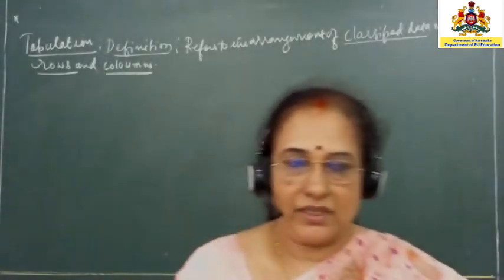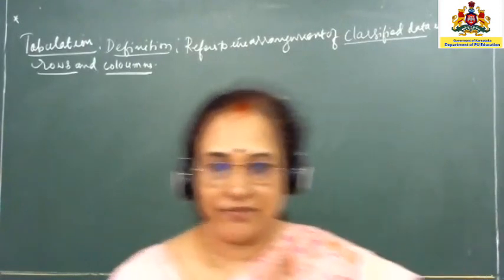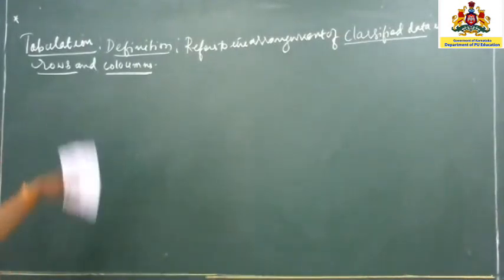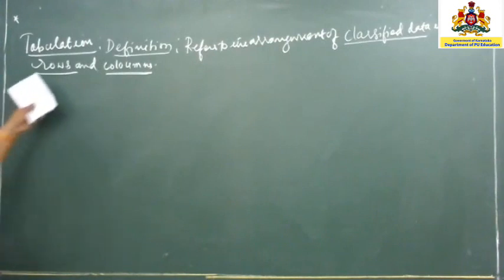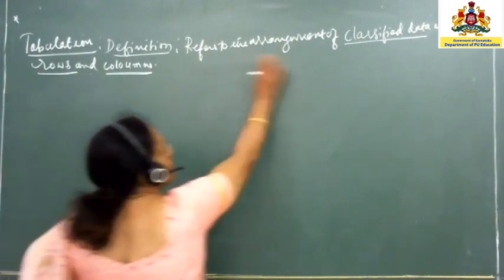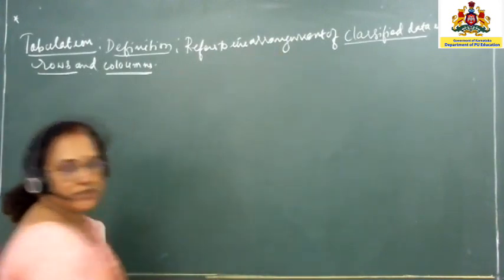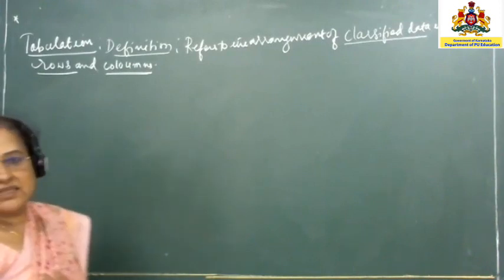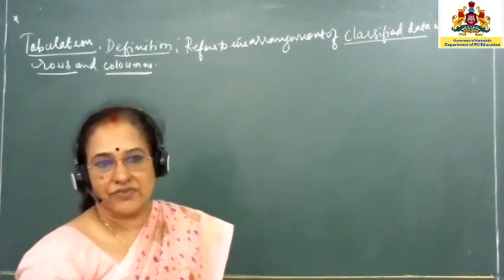Today we'll be discussing something about tabulation. Now I have written the definition of tabulation. Tabulation refers to the arrangement of classified data in rows and columns. Now you had learned in the last class something about classification.